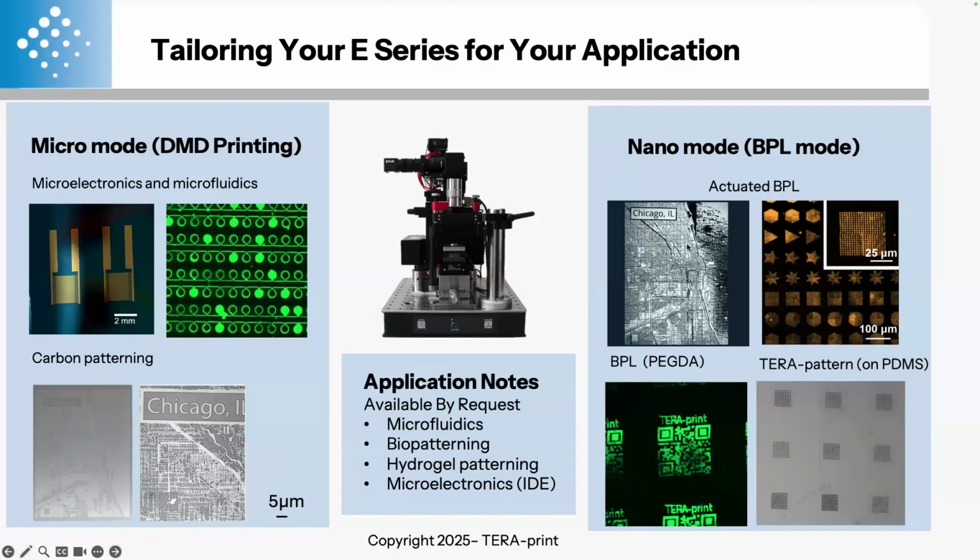In some cases, you want to use BPL mode when your resolution is sub 1 micron or sub 250 nanometer. For this actuated BPL, every pin is patterning something different, or they can be used to stitch a more complex pattern. For the non-actuated pattern, you can create a dot matrix or QR code, or something identical and repeated. We have application notes available by request, such as microfluidics, biopatterning, hydrogel patterning, and microelectronics applications. We have them internally. It's not official, but I'm happy to share.